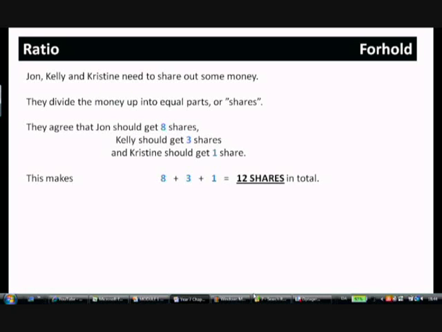So we've got an example here where we're going to divide some money out into shares, equal parts, and John is going to get 8 of those bits, Kelly is going to get 3 of those bits, and Christina is only going to get 1 of those bits. So that makes 12 shares, 12 bits in total, 8 plus 3 plus 1, and all of those 12 shares are equal sizes, but not everybody's going to get the same number of them. So just write that down, pause the film if you need to.